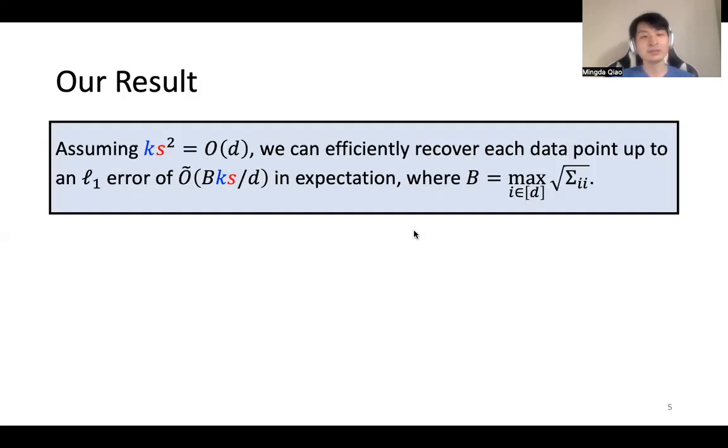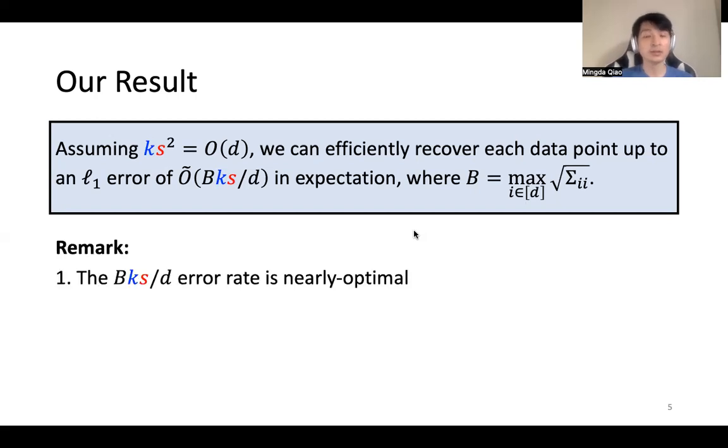In this model, we obtain the following result for recovering the dataset. Under the assumption that k s squared is bounded by order d, there's an efficient algorithm that recovers each data point in the dataset up to an L1 error of O tilde of B k s over d in expectation. Recall that k is the intrinsic dimensionality of the data, s is the number of corrupted entries per data point, and d is the ambient dimension. B is a scaling factor that depends on the magnitude of the covariance matrix.